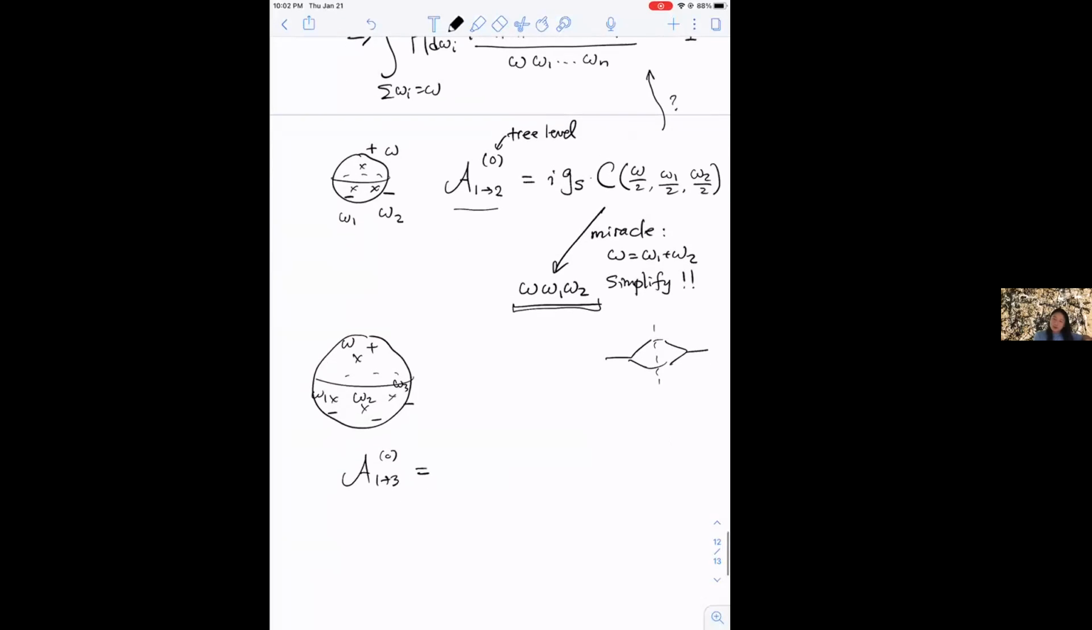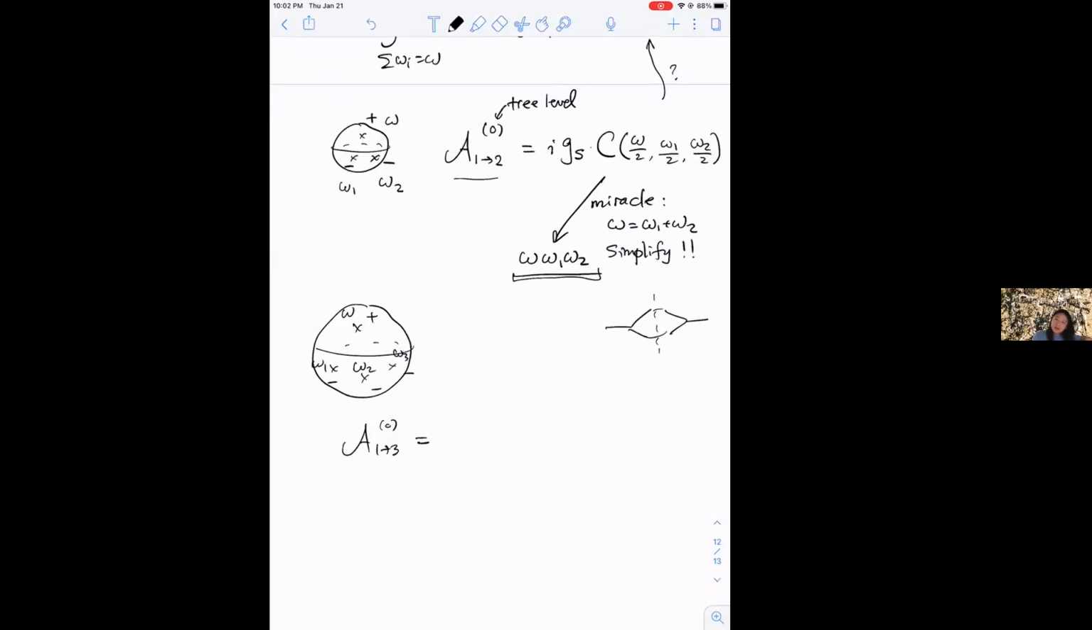So let's look at the one to three. This is when it becomes a bit complicated and interesting. In the usual way of calculating string amplitudes, you can fix three vertex operators and integrate over the fourth one. This is a standard exercise in Polchinski, just like in the derivation of the Virasoro-Shapiro amplitude.